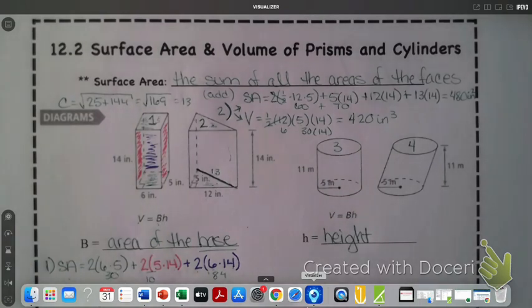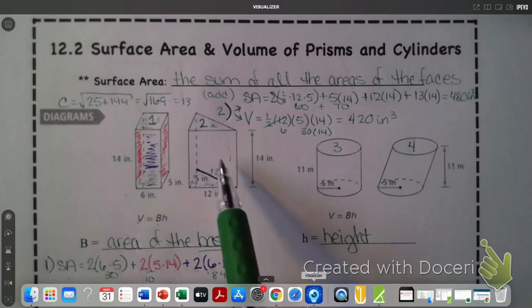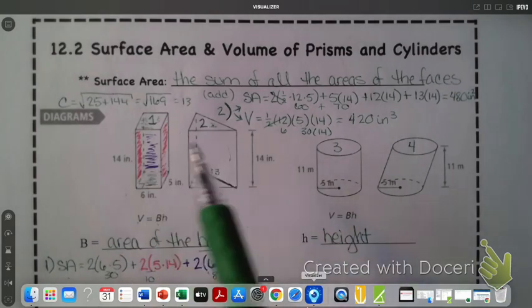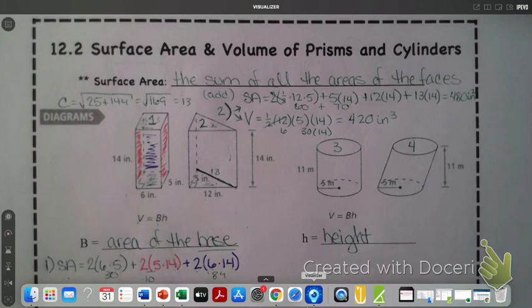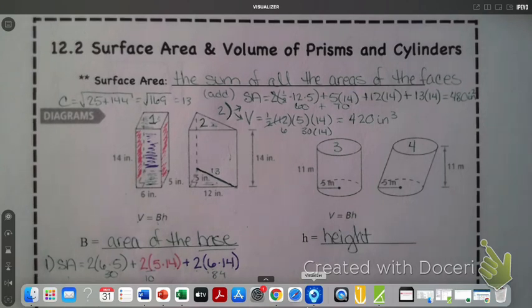So these two shapes have the same volume, but do they have the same surface area? No. Is that possible to do? Yeah. Is it possible to have the same surface area and not the same volume? Yep. Is it possible to have both the same and not be the same shape? Yes.